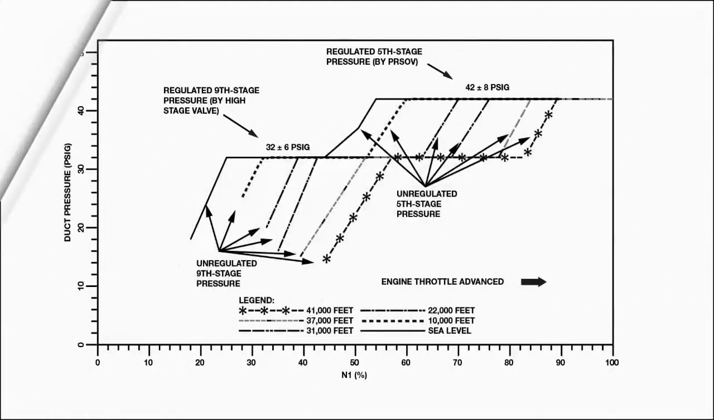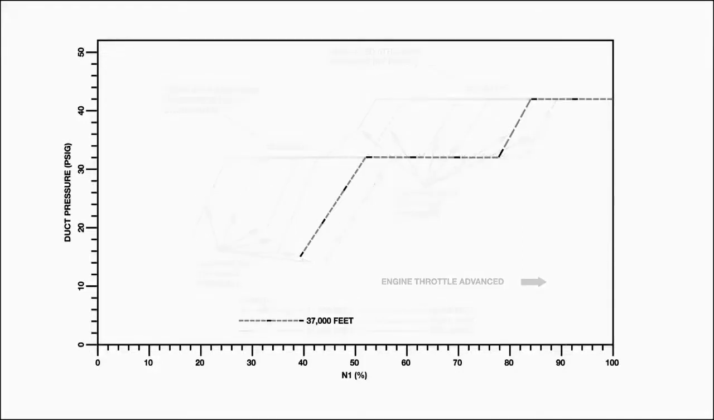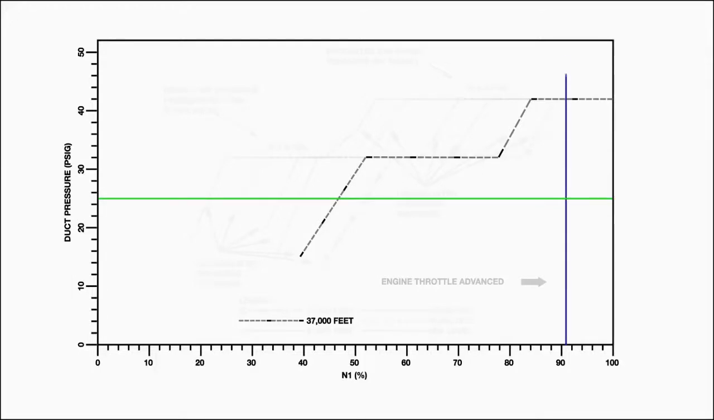This chart shows the bleed schedules for higher altitudes. Here's an example of how to use these charts. To make things easier to see, let's concentrate on the bleed schedule for 37,000 feet. The pilot has reported a low duct pressure of 25 psi while flying at 37,000 feet with an engine speed of 91% N1. If we plot this data on the chart, we can see that the duct pressure was lower than scheduled. We can also see that the system should have been on 5th stage air, controlled by the PRSOV.